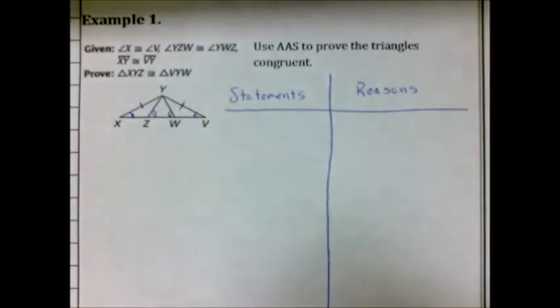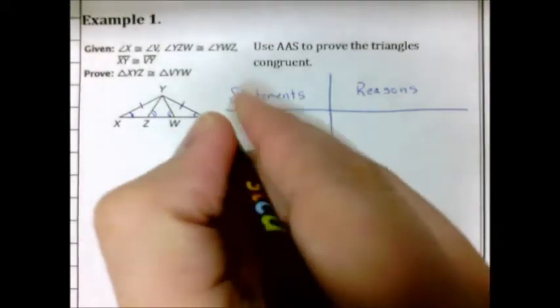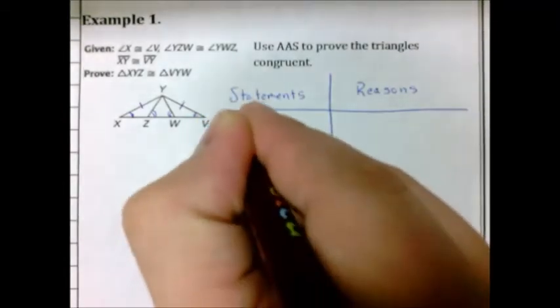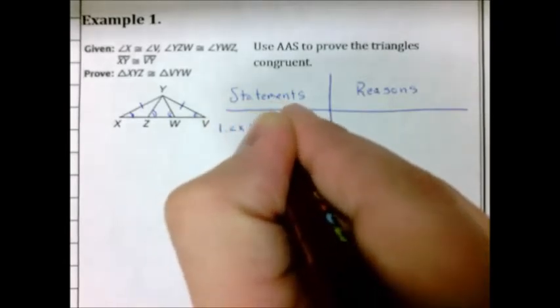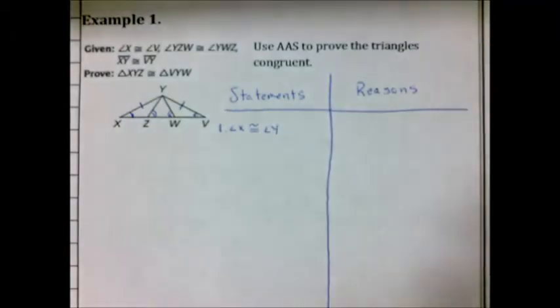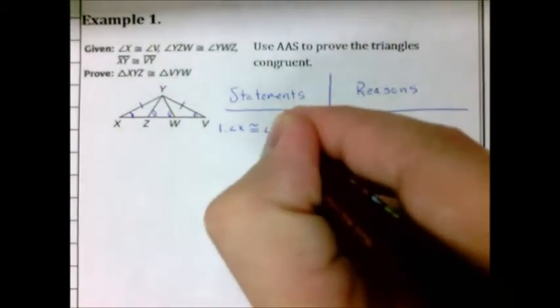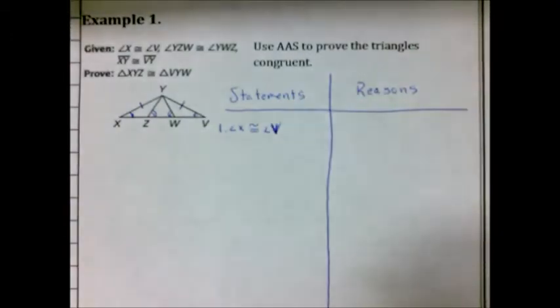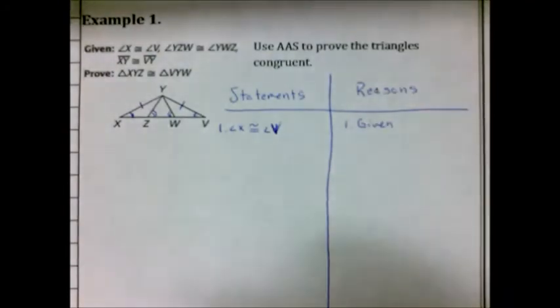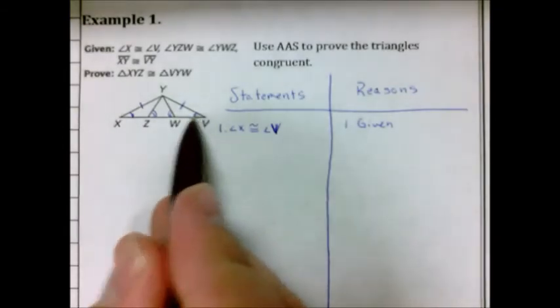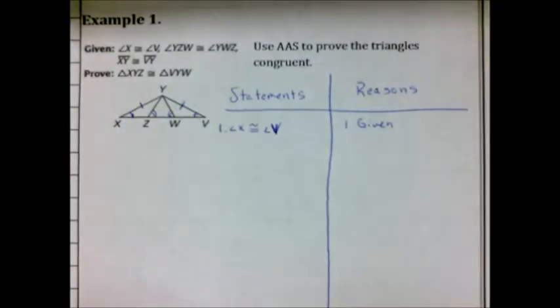Okay, so let's go through a two-column proof. We've got statements and reasons, and the first thing that we're going to state is that first given, that angle X is congruent to angle, or sorry, angle V. That's my fault. Angle X is congruent to angle V. And the reason why we can say that is that's given information, okay? And we've already marked that here. We've got V and X. Those two angles are congruent.